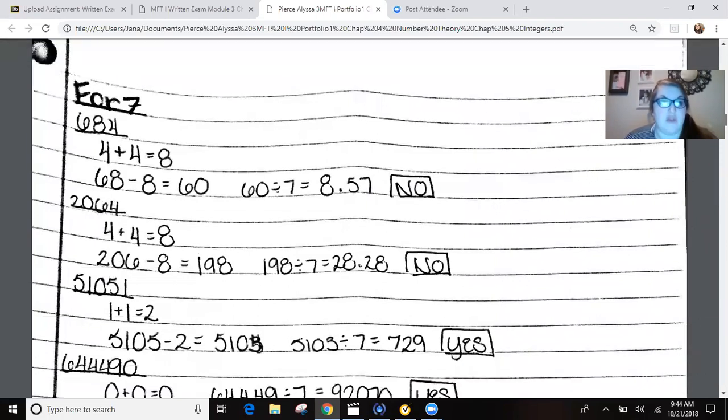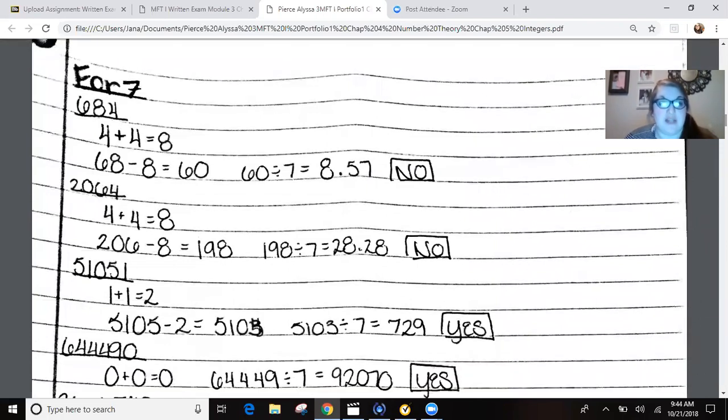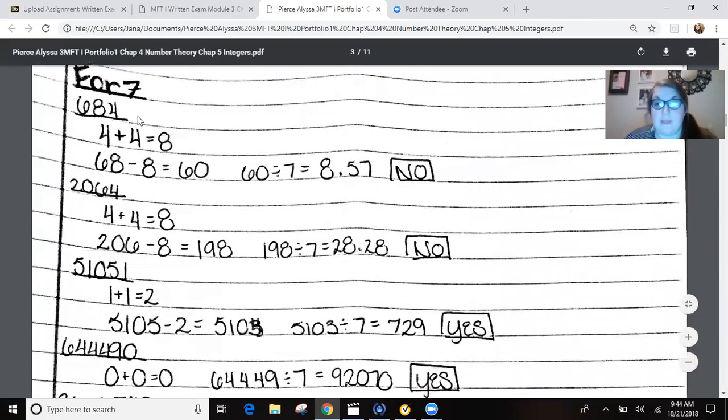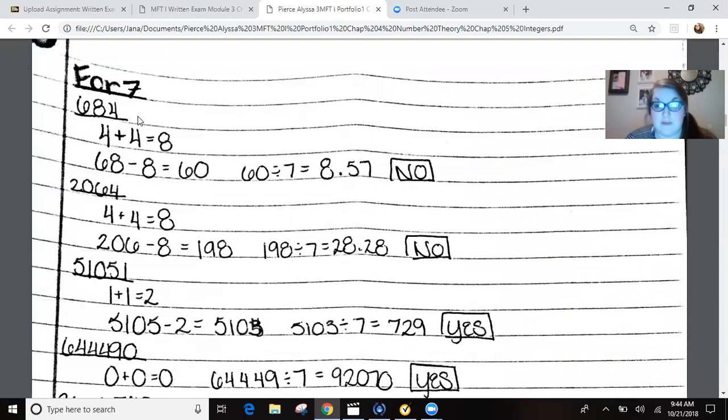So for 7, the rule is that you take the last digit of the number, double it, and then you take that number and subtract it from the numbers that you didn't use before. So for example, we have 684. 4 doubled is 8. I have that written out. And then we take 68 minus 8 is 60. 60 divided by 7 is 8.57. So no.